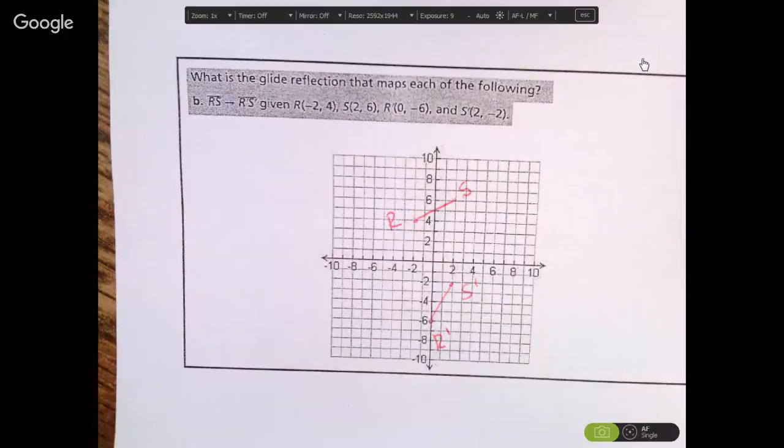Do you believe we have to use a rotation? Or maybe we could rotate it along something like y equals x plus or minus.